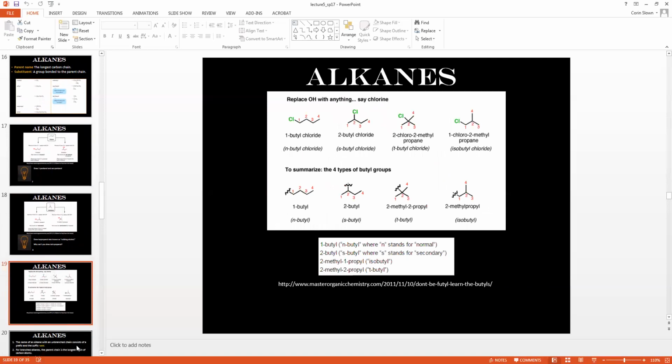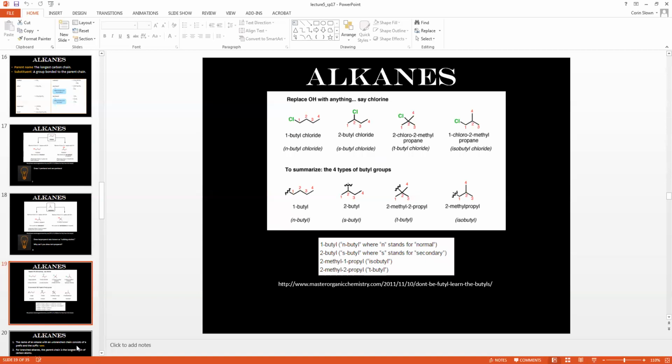When we're looking at alkanes and replacing, say for example, the hydrogens with an OH, or in this case with a chloride, we want to make sure that we pay attention to how we name those compounds. If it's a 1, it's 1-butyl or n-butyl chloride. If it's a 2, it's a sec-butyl.